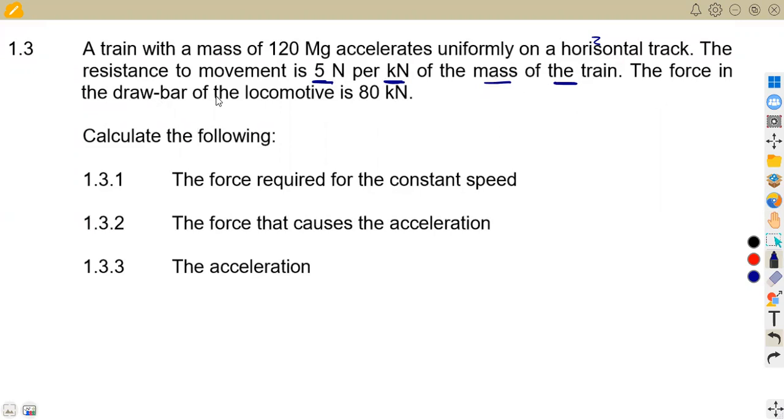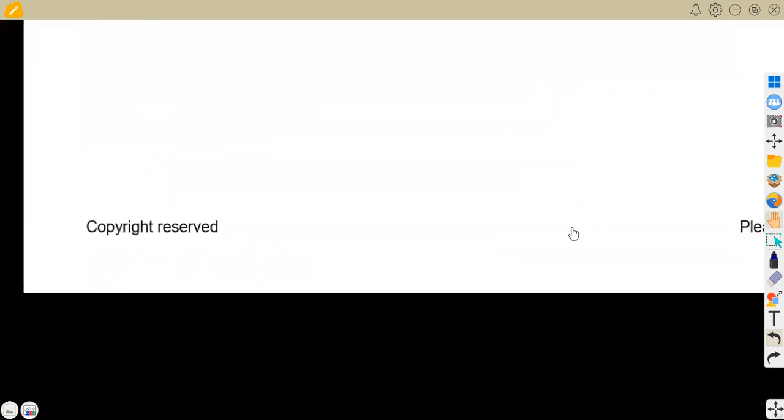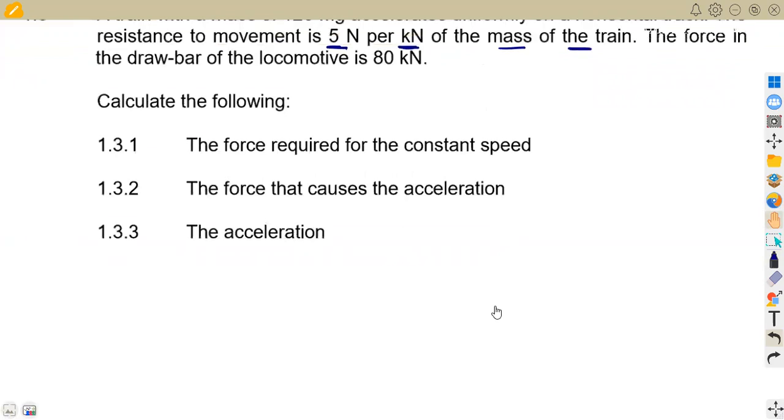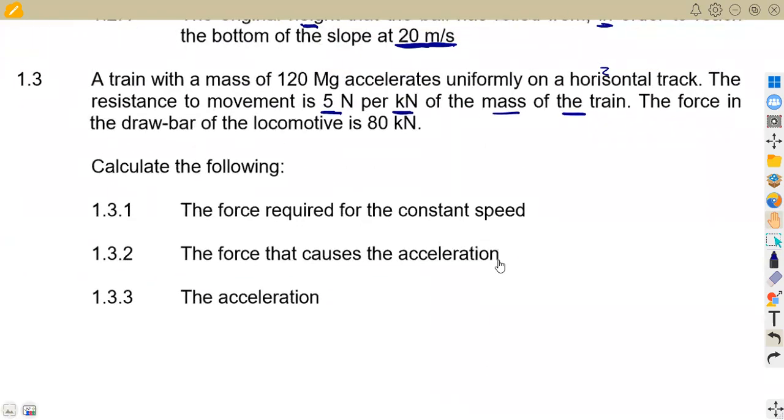The force in the drawbar of the locomotive is 80 kilonewton, okay? So this is what we have, guys. We've got the train and the force of the drawbar of the locomotive, which is 80 kilonewton. So I'm just going to list this information down. Let's see if we can have enough space here. Okay, I think this is enough. Let us try to list down our information.